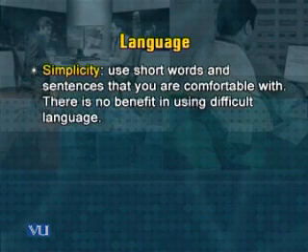First of all is simplicity. We've talked a lot about simplicity. Use short words and sentences that you are comfortable with. So there is no benefit in using difficult language. When you are going before the public, always think of simple words and short sentences. Never go for any difficult vocabulary.